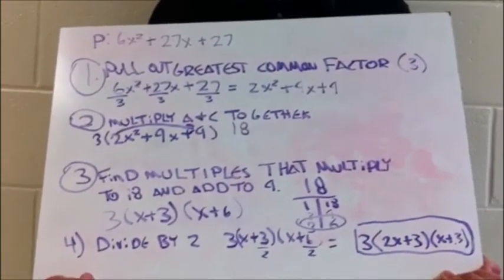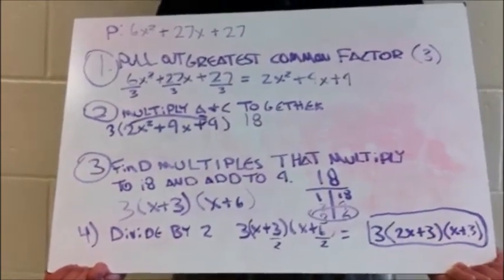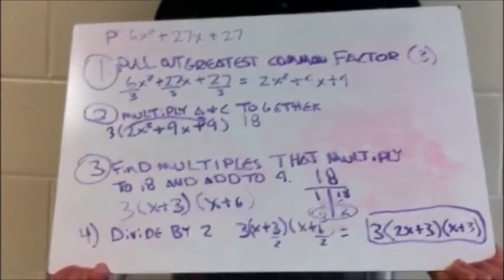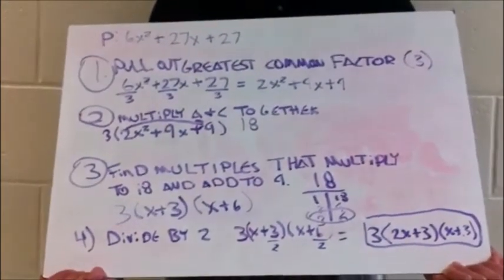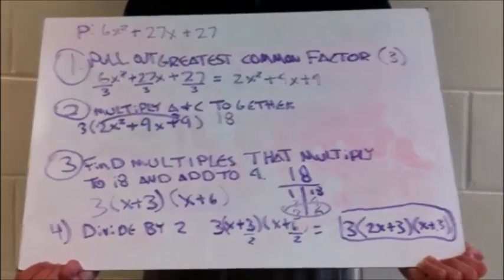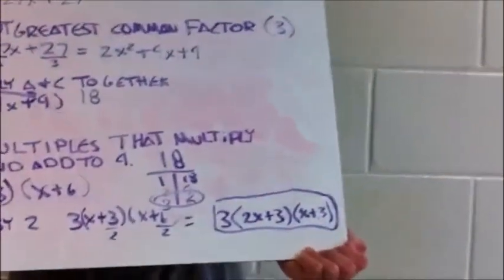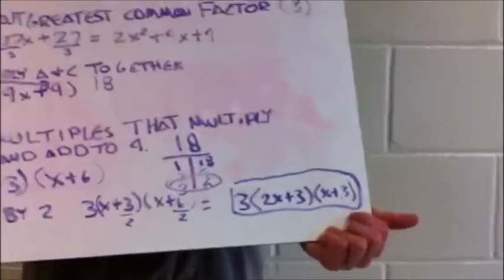Step 3 says to find multiples that multiply to 18 and add to 9. So that would be 3 and 6. Then you make sure you're bringing down the 3 all the way. And then for step 4, you divide by 2 in the actual solutions. So you end up with 3 times 2x plus 3 times x plus 3.